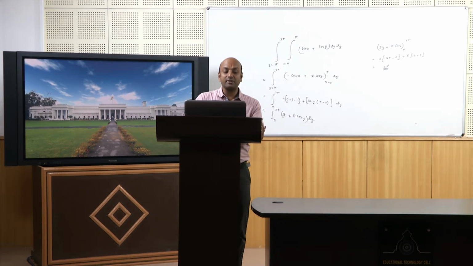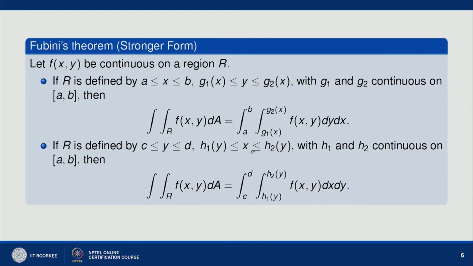Similarly, the other form of this is, if we define R as y varying from c to d and x varying from h1(y) to h2(y), with h1 and h2 continuous on the closed interval, then the double integral over R of f(x,y) dA will be given as, now you first integrate with respect to x, taking the limits of x from h1 to h2 and then y from c to d, and take dx dy, because you are putting the limits for x first.